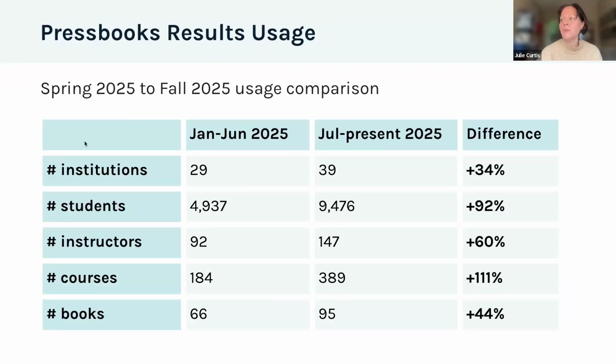And so we had a good participation in January coming through that. And then we were excited to see even stronger adoption and participation with folks who tried it out and were willing to do more with it. And so I just want to call out, we had about a third more institutions that used it this fall. We nearly doubled the number of students. We had about 60% more instructors participating. We had over 100% more courses added and 44% more books.